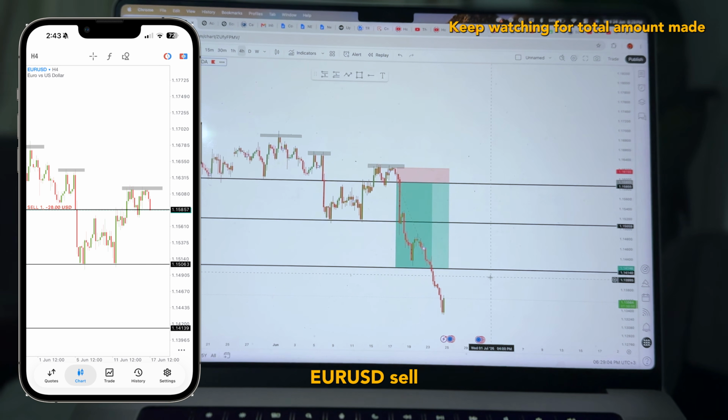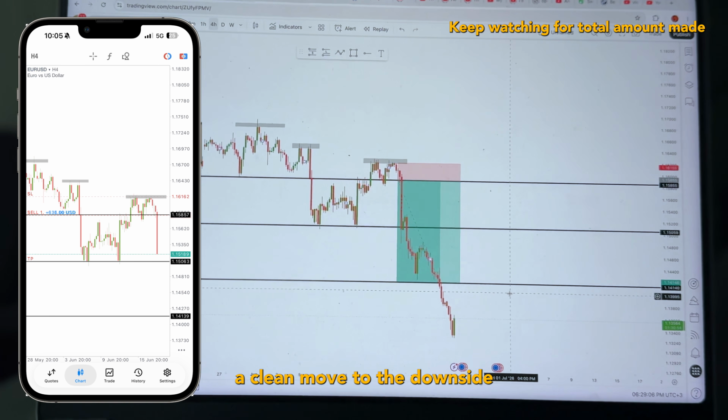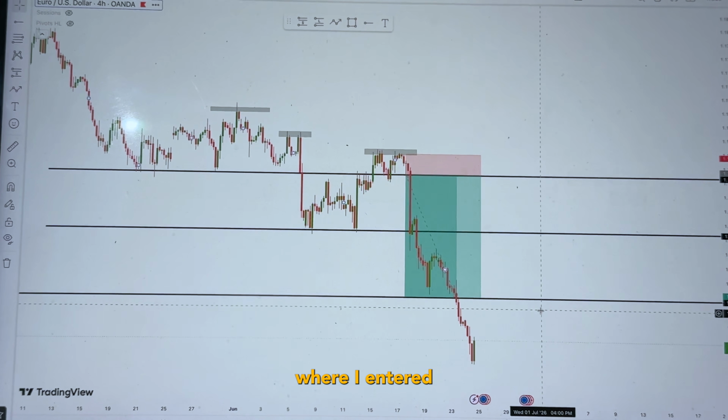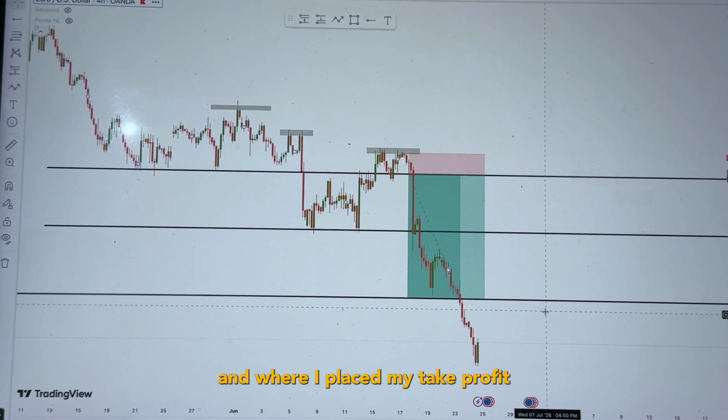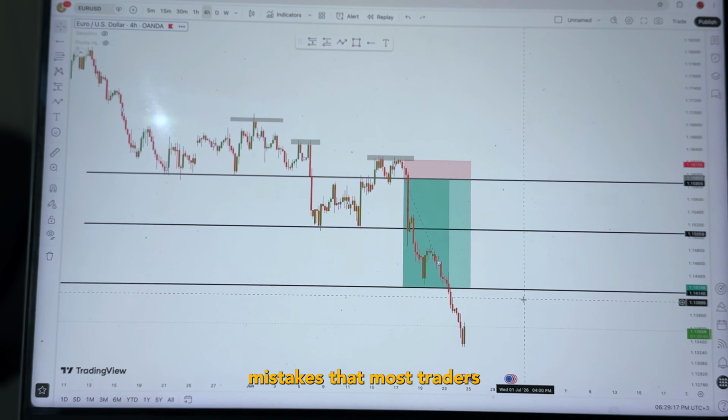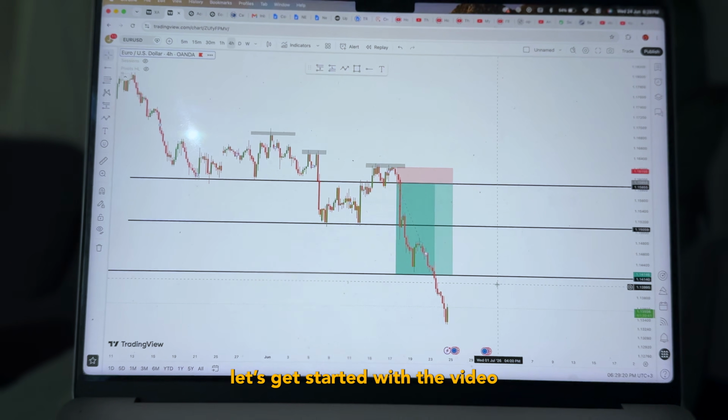Last week I took this Euro USD sell and I managed to catch a clean move to the downside. In this video, I'm going to be breaking down why I took this trade, where I entered, where I placed my stop loss, and where I placed my take profit. And I'm also going to break down mistakes that most traders would have made in this situation. Let's get started with the video.